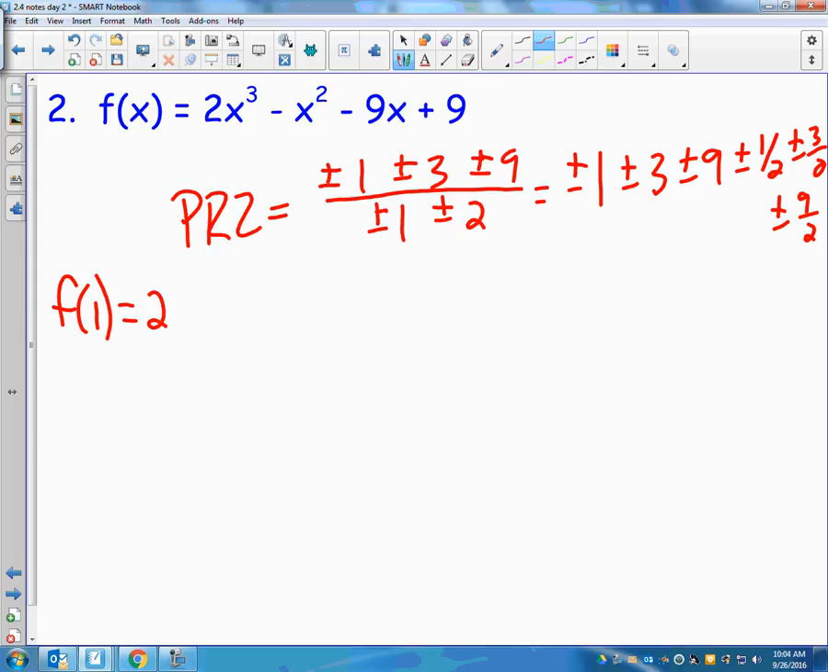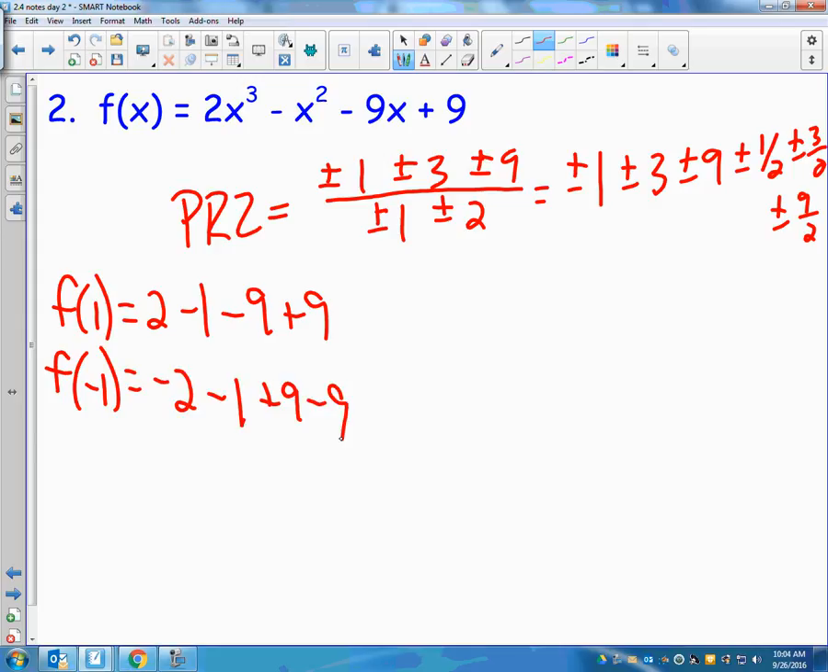So I'm going to have a hope. Does 1 work? 2 minus 1 minus 9 plus 9. Does -1 work? No. -2 minus 1 plus 9 minus 9. No. Oh, so close. And then I just go to my calculator. 27 did not work. No. So I'm gonna try -3.